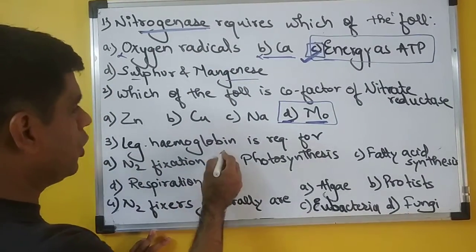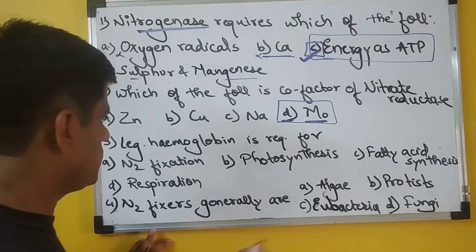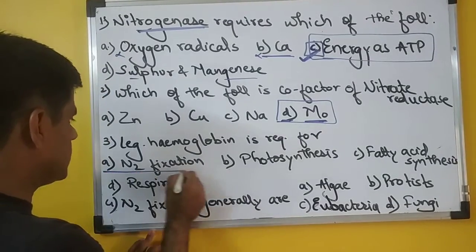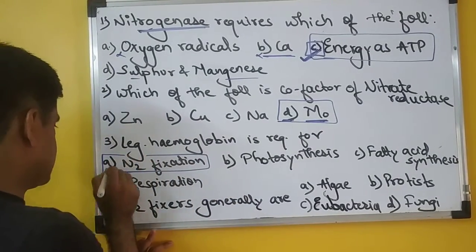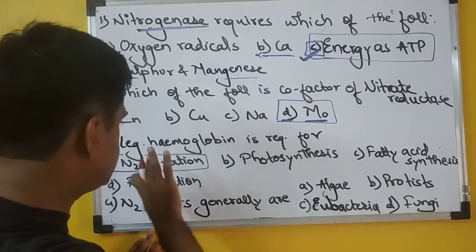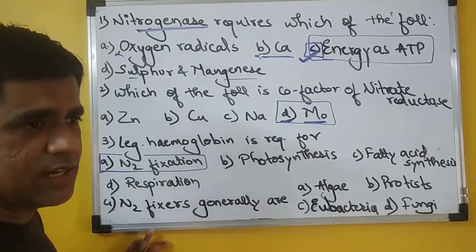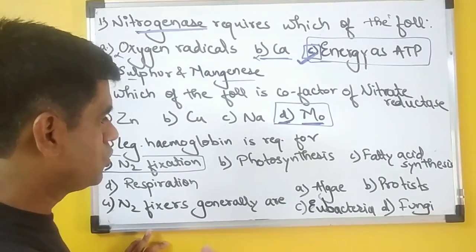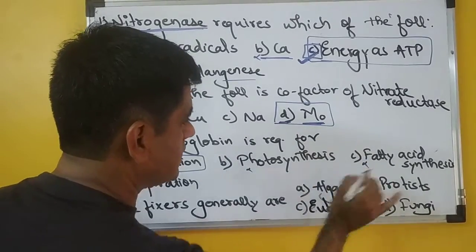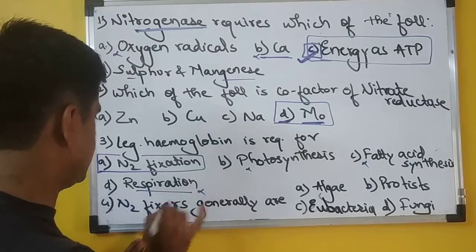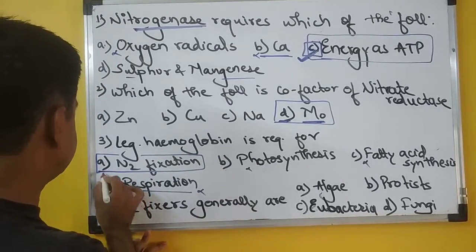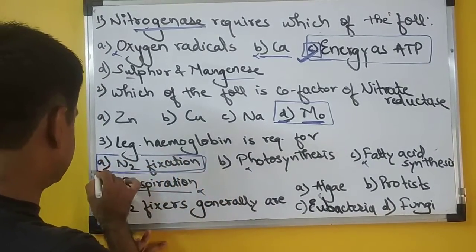So leghemoglobin is required for which of the processes? It is required for the process of nitrogen fixation, so that it can remove the oxygen from the place where this nitrogen is being fixed, so that the process continues unhampered. So it is not required much in photosynthesis, in fatty acid synthesis or in respiration. So here the leghemoglobin is required for A, nitrogen fixation.